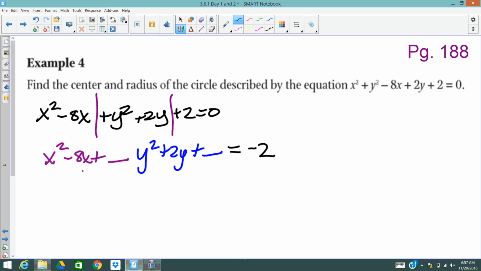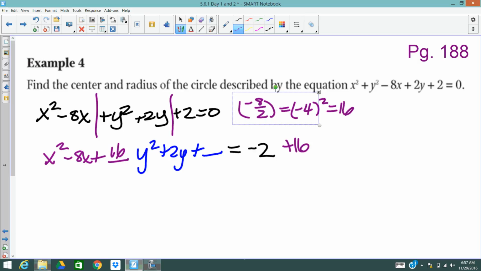So now let's complete the square with my x's. Negative 8, do that over here, divided by 2 is negative 4. Negative 4 squared gives me 16, so I'm going to add 16 to the left side. And if I add 16 to the left side of my equation, I have to add 16 to the right side. And now let's complete the square with our y terms.